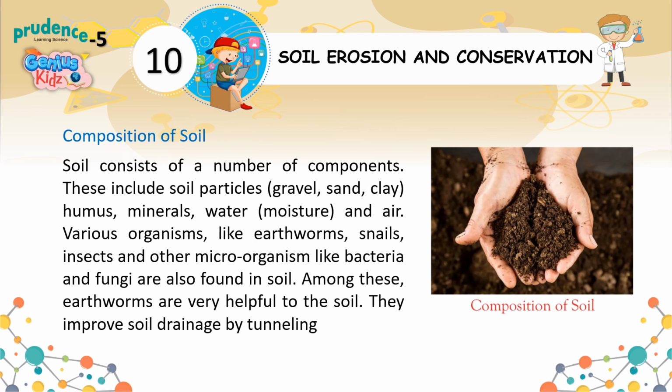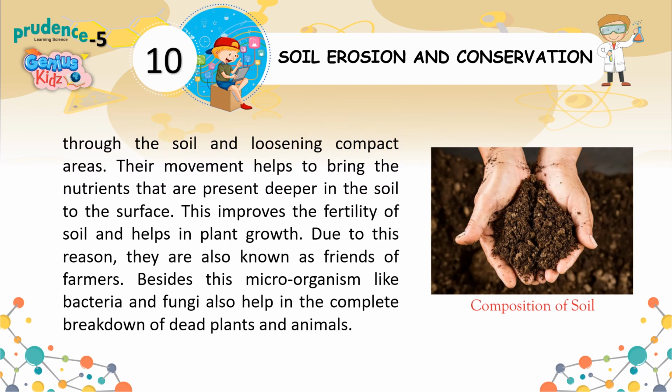Among these, earthworms are very helpful to the soil. They improve soil drainage by tunneling through the soil and loosening compact areas. Their movement helps to bring the nutrients that are present deeper in the soil to the surface. This improves the fertility of soil and helps in plant growth. Due to this reason, they are also known as friends of farmers. Besides this, microorganisms like bacteria and fungi also help in the complete breakdown of dead plants and animals.